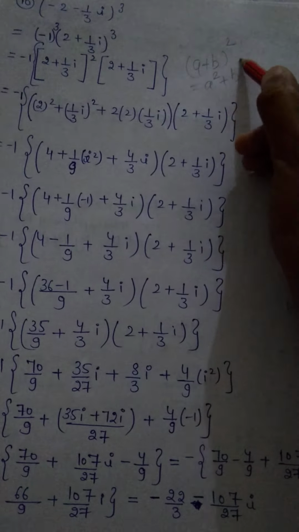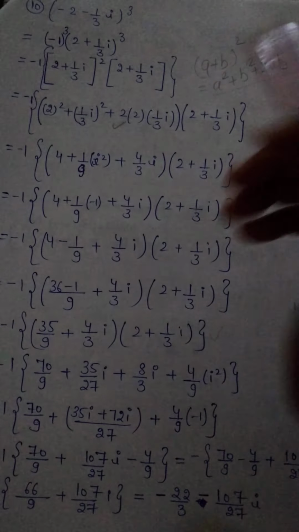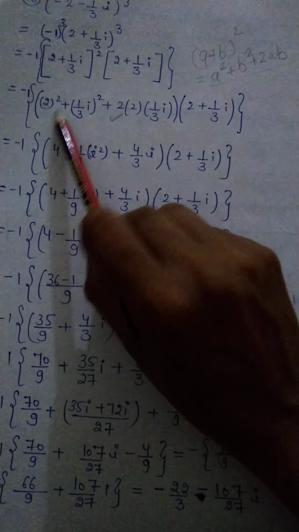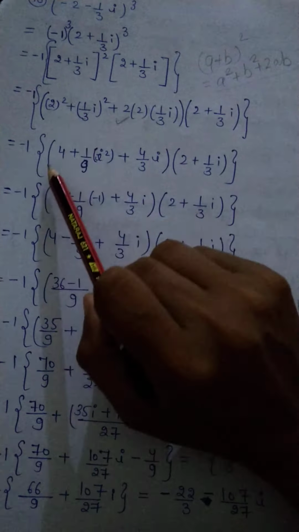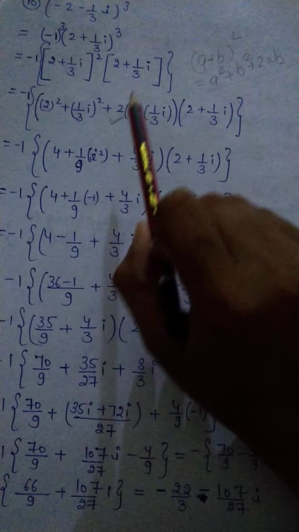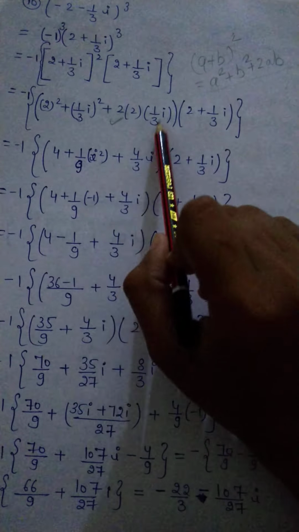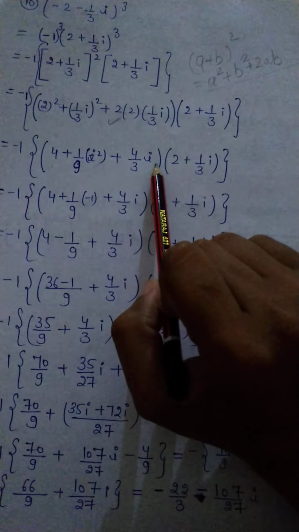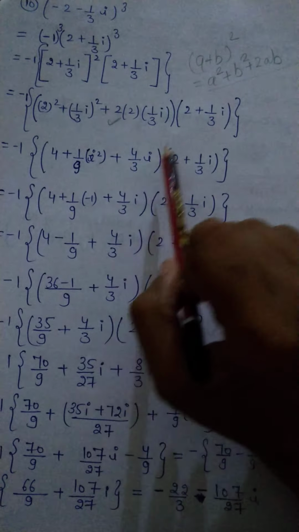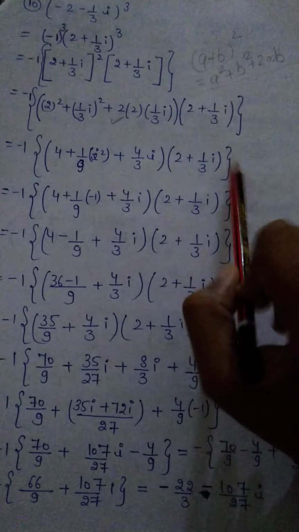I will multiply finally at this step, till then I will write it in the same form. Now first I will want to simplify this one. This is 2 square, and 2 square is 4, plus 1 by 3 iota square, that is 1 by 9 iota square. See over here, 2 to the 4 upon 3 into iota, and it is 2 plus iota 3, 2 plus 1 by 3 iota.